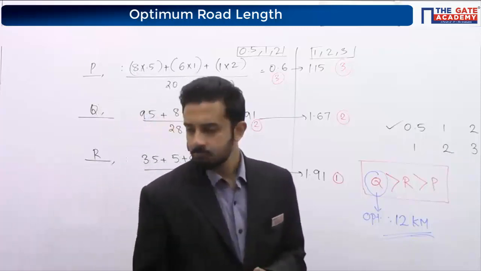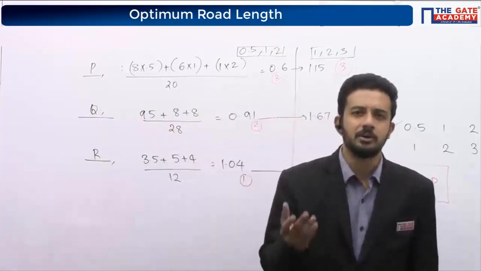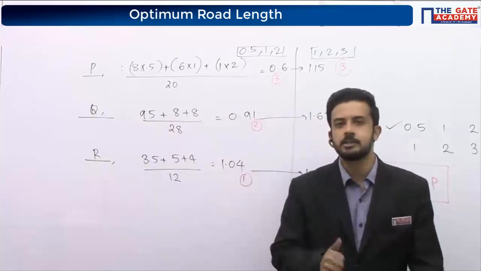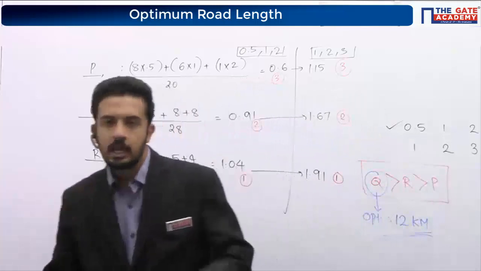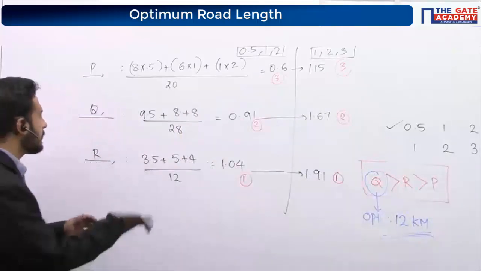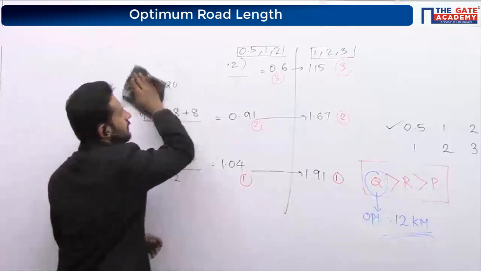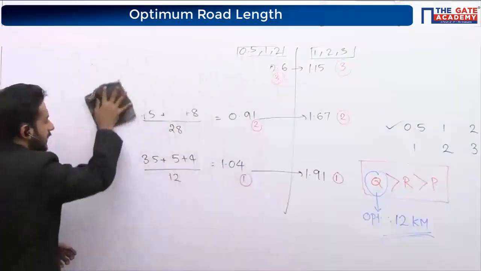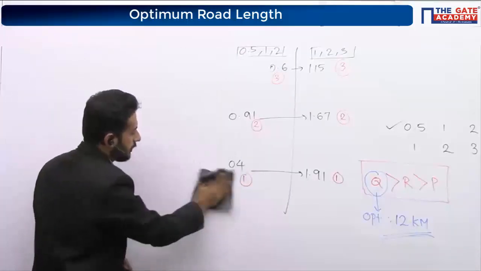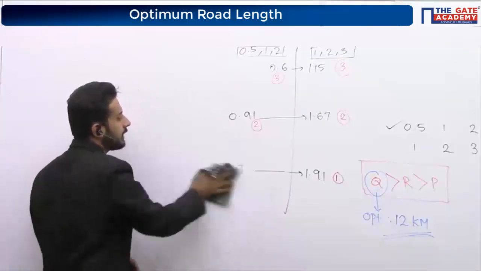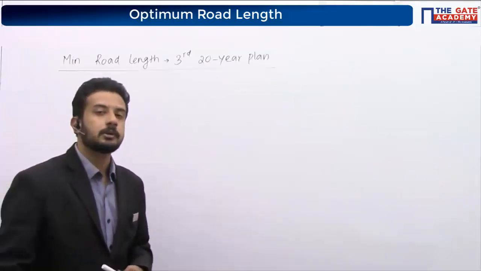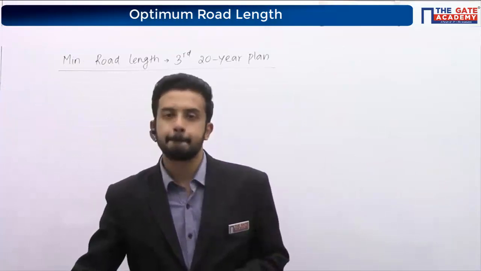But as they asked this question, we don't know from where they are going to ask a concept. So we'll see the Lucknow road plan. No need to take the risk. I will give you the road length according to the Lucknow road plan. You can write the heading: road length according to the Lucknow road plan, or the third 20-year plan. What is the minimum road length according to the third 20-year plan?